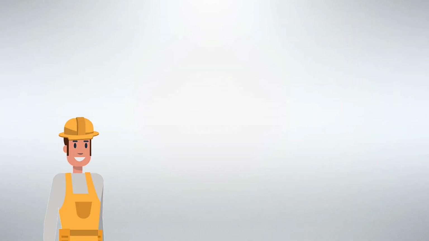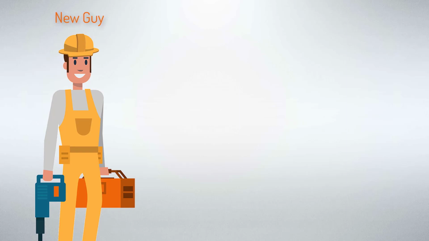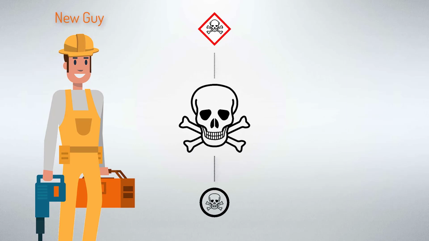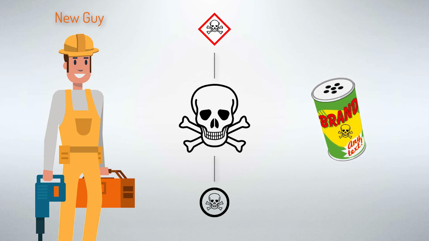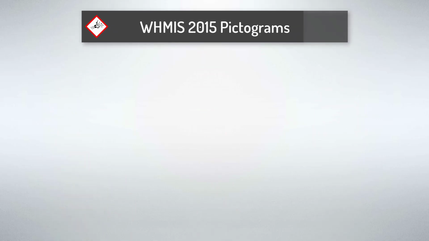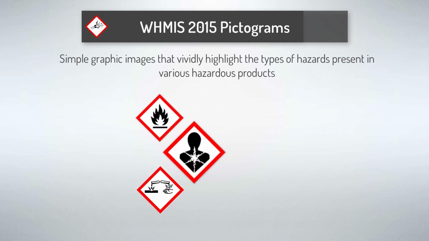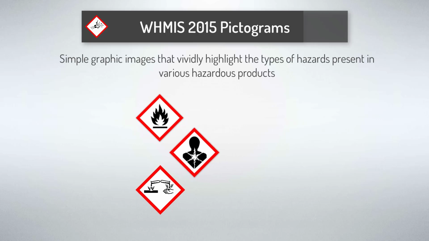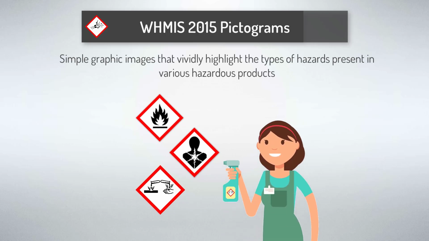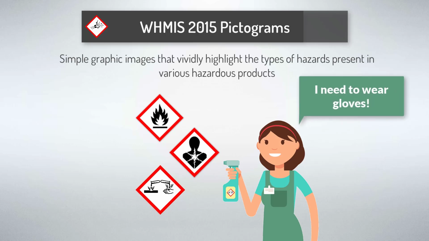Even if you're just entering into the workforce, it's very likely that you've already seen some of the images displayed within symbols and pictograms. These images can sometimes be found on household products that you buy often and possibly use on a regular basis. WHMIS 2015 pictograms are simple graphic images that vividly highlight the types of hazards present in various hazardous products. The standardized pictograms act as visual, easy to understand tools for helping workers to immediately identify the types of hazards present in certain products. A quick glance at a pictogram such as flammable, corrosive, or health hazard will alert the user of the hazardous product's potential dangers and compel him or her to take the necessary precautions.